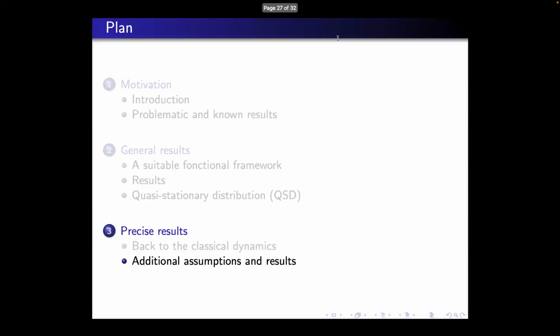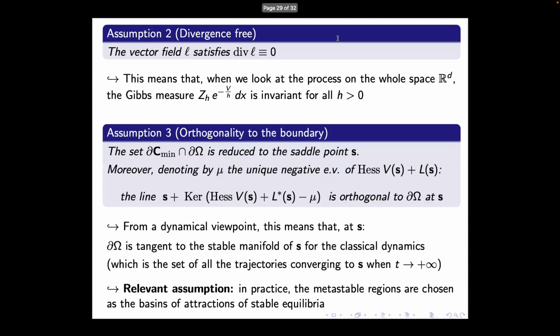And to state the result, I need two more assumptions. The first one is the divergence-free assumption. I assume that the vector field L satisfies divergence of L is zero, which means that when we look at the process on the whole space, the Gibbs measure is invariant. And we need a last assumption, which is the orthogonality assumption to the boundary.